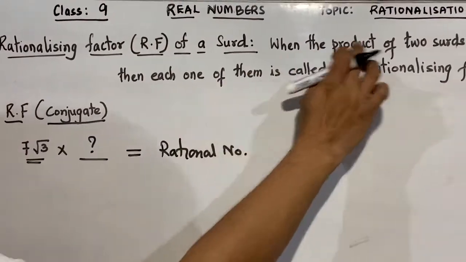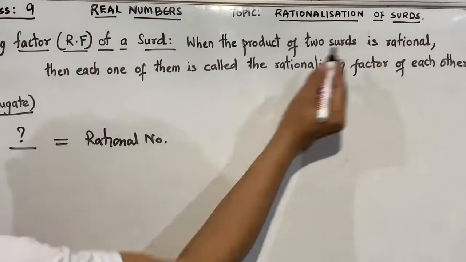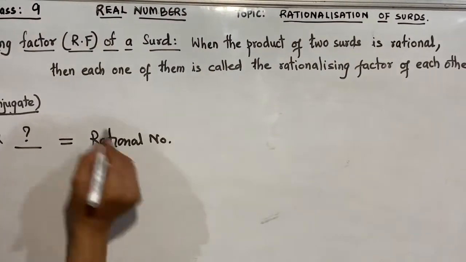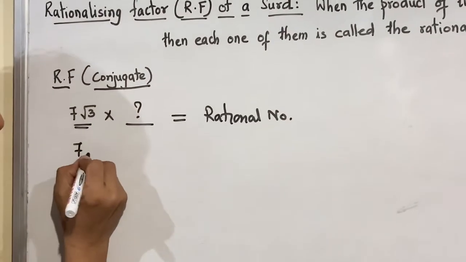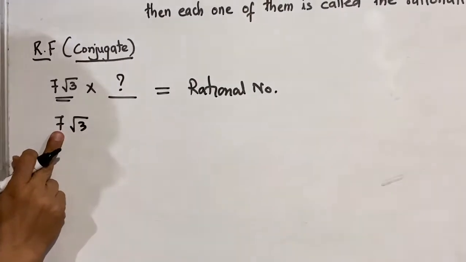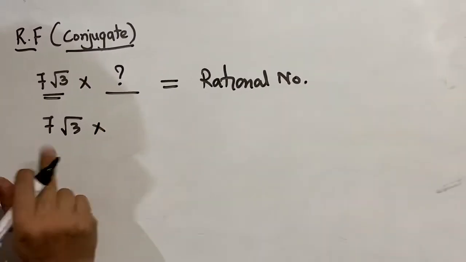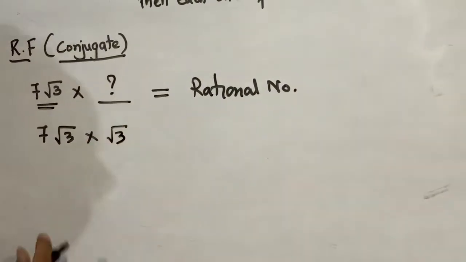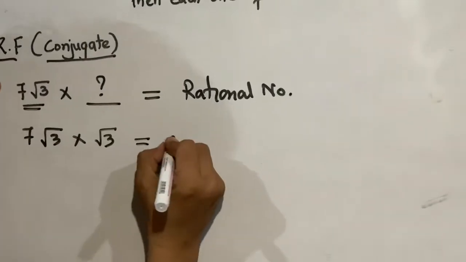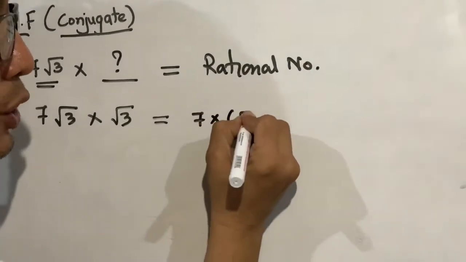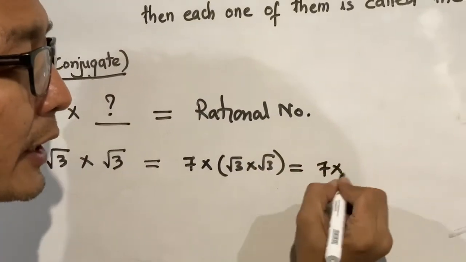What is that? The product of two things, an irrational number. Any product that is a rational number, then each of them is called a rationalizing factor. So root 3 is an irrational number, and 7 root 3 is also irrational. Multiply it by root 3, and in the answer, root 3 times root 3 is 3.